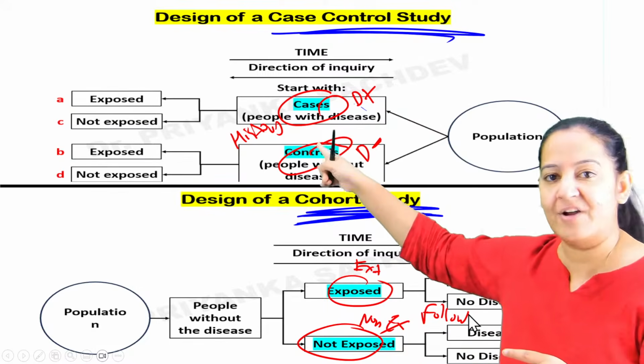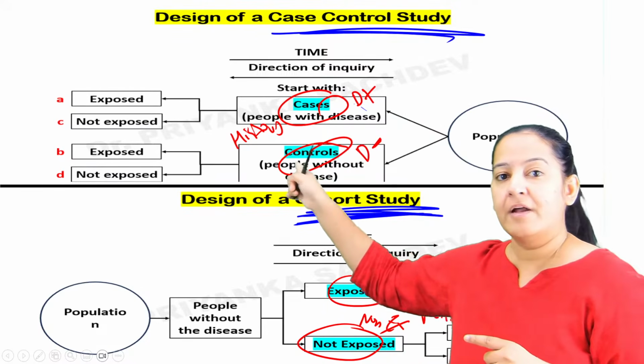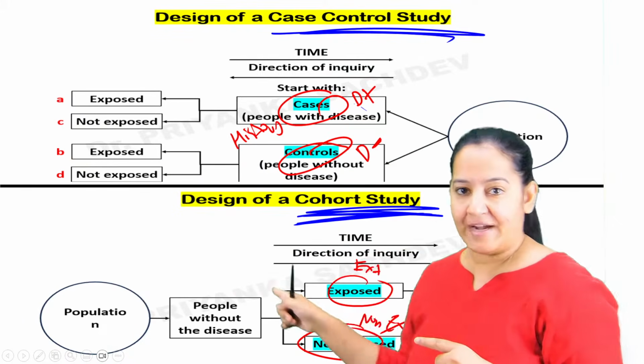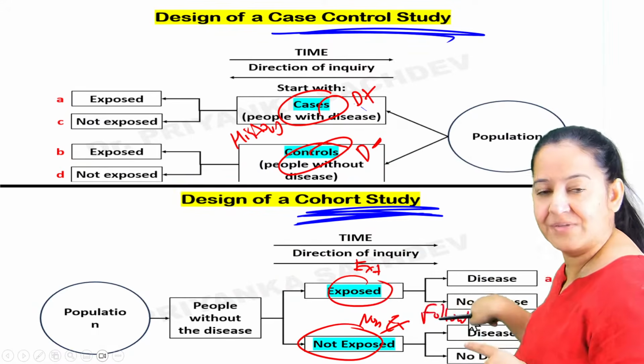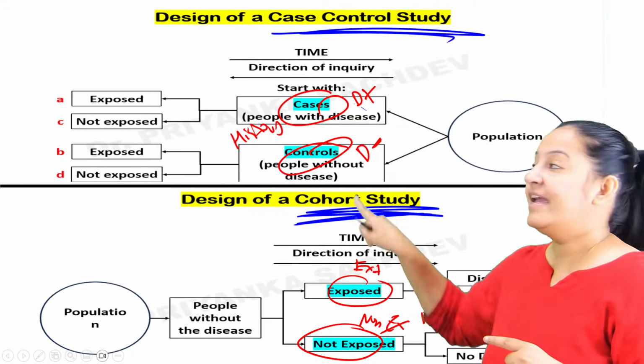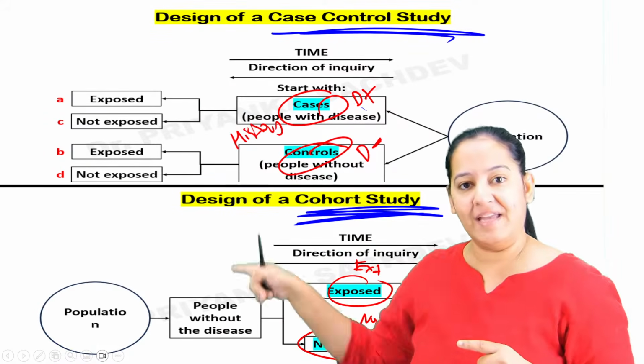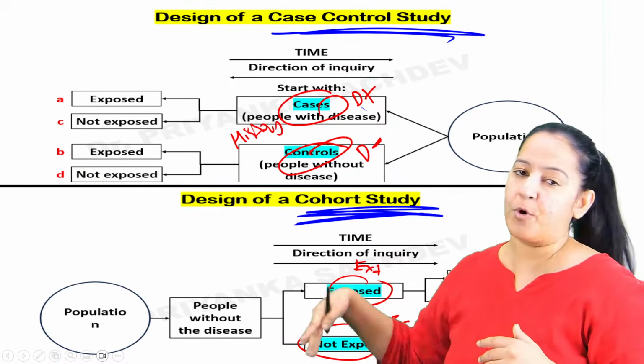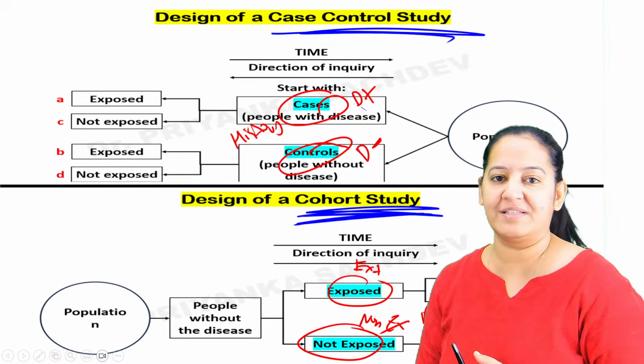So that's why case control study is known as retrospective study. It is a backward-looking study. And cohort study is known as prospective study or forward-looking study. Here the main thing is the history, and here the main thing is the follow-up. They have pros and cons, advantages and disadvantages, in both the studies.